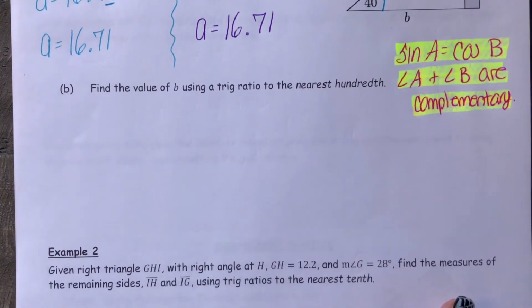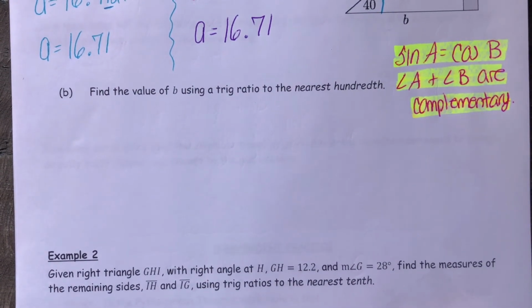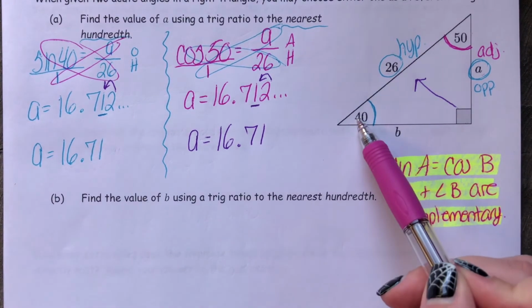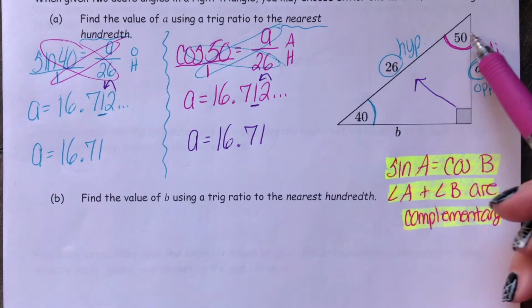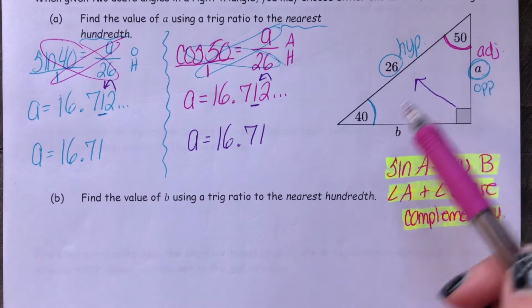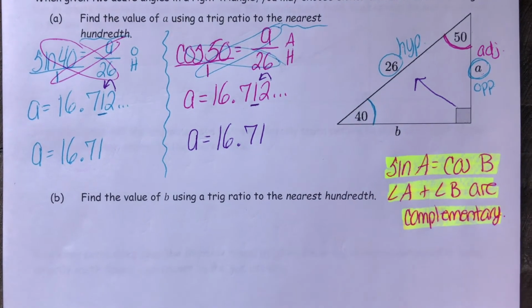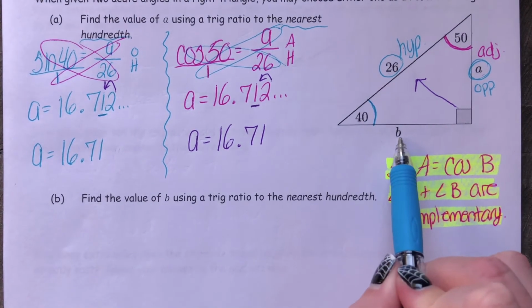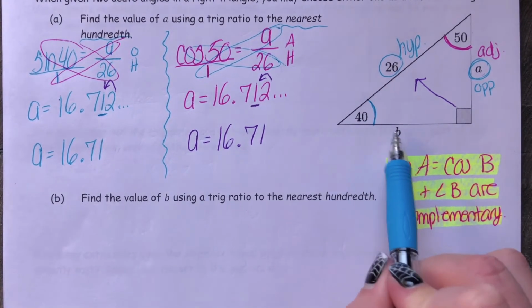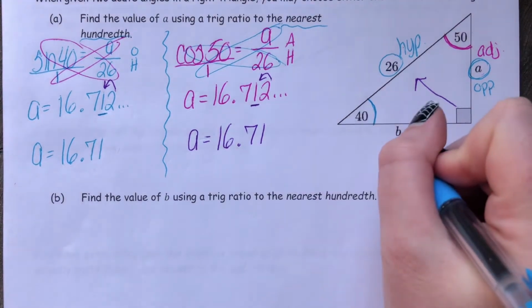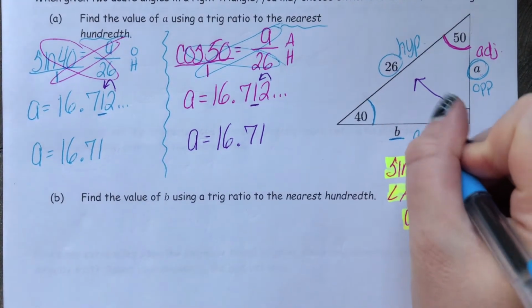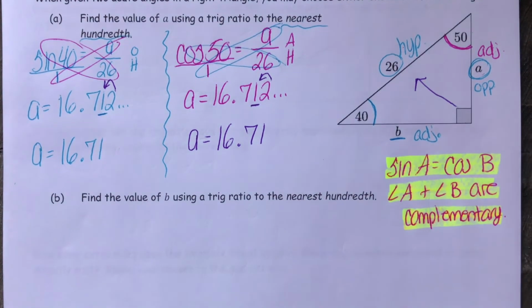All right, part B. Now it's asking me to find the value of B using a trig ratio. So again, it doesn't matter which one you use. I can use 40 as a reference angle or 50 as a reference angle. I'm going to just use 40 again. I don't know why, but I am. So now if I'm using my 40 as a reference angle to find B here, well, B is right next to 40, so this would be my adjacent side.